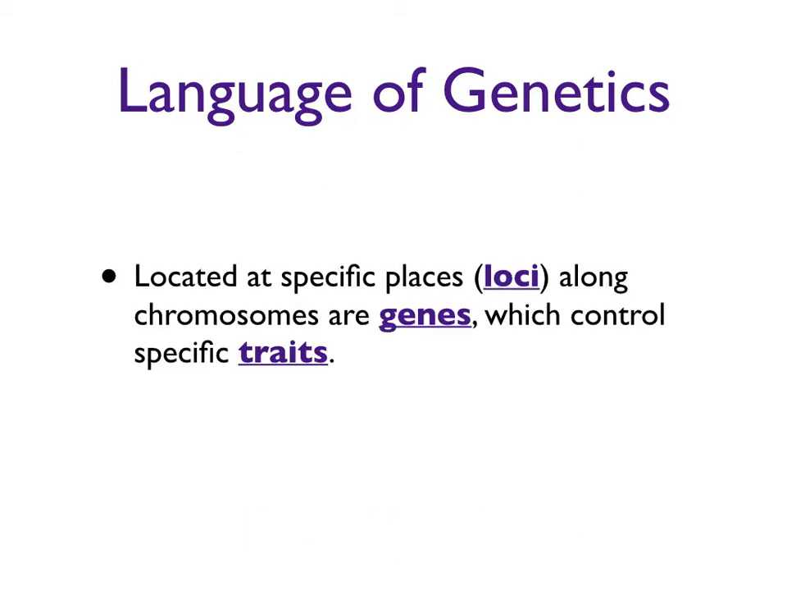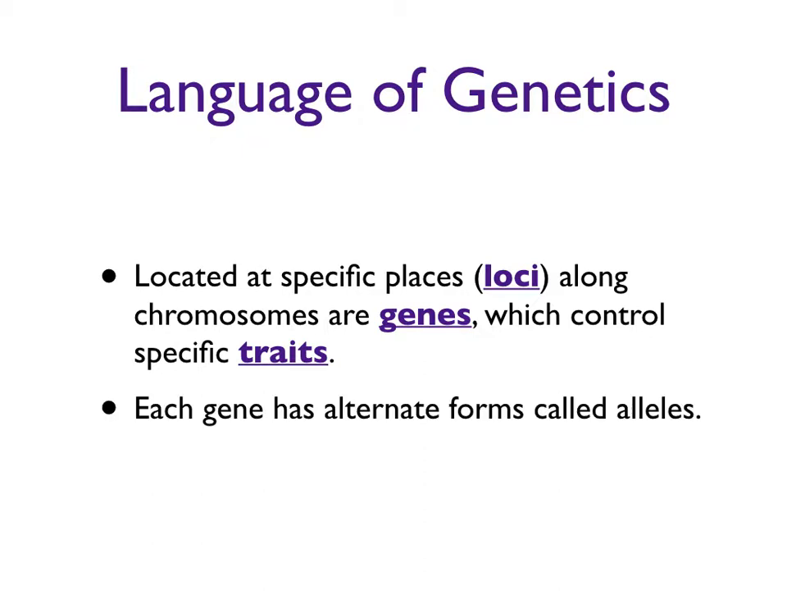Located along each of the chromosomes depicted in the karyotype at specific places called loci are genes, which control specific traits. So, for example, your eye color, hair texture, height, and blood type are all traits determined by your genes. Although we have 2 copies of each gene, both of which contain the same information, the specific base sequence in those genes may not be identical. Genes with different base sequences that code for the same trait are called alleles. Most of the genes in your genome have multiple alleles.